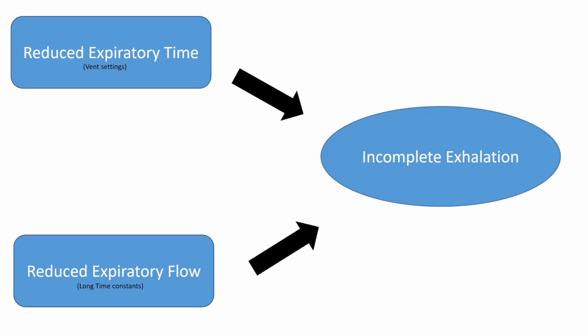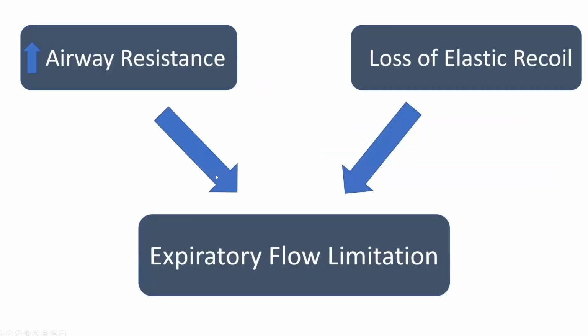So on the one hand, is it because of reduced expiratory time, because of inappropriate vent settings that need to be altered? Or is it an intrinsic physiological derangement due to lung units with long time constants? What are long time constants? Long time constants are basically lung units that have high airway resistance or low airway compliance. So that impedes the expiratory flow in one manner or the other, which we'll take a look at.